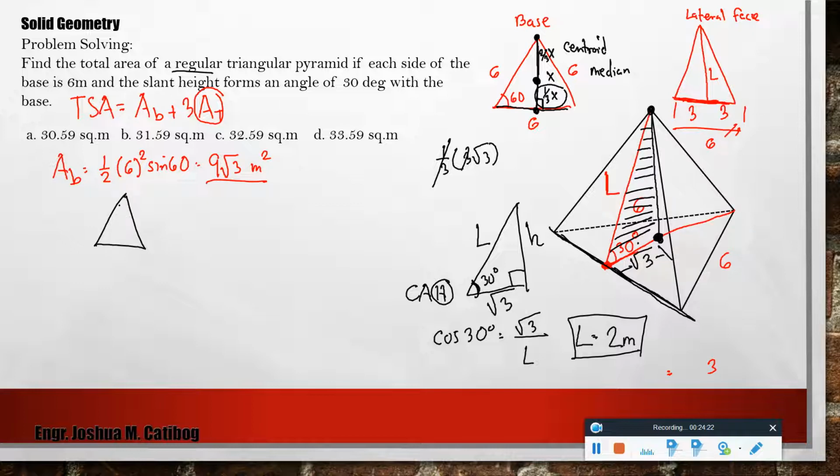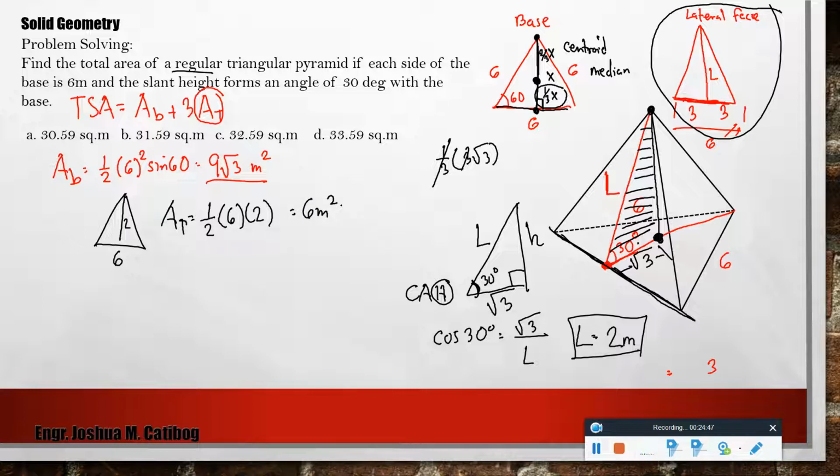This is our triangle. Sir, this is the L. Our base is 6. Okay, this is the lateral face. It came from here. So, area of the triangle is simply what? Sir, 1/2 of our base, which is 6, and our slant height is 2 meters. So, we have here 1/2 times 6 times 2. So, we have here 6 square meters.